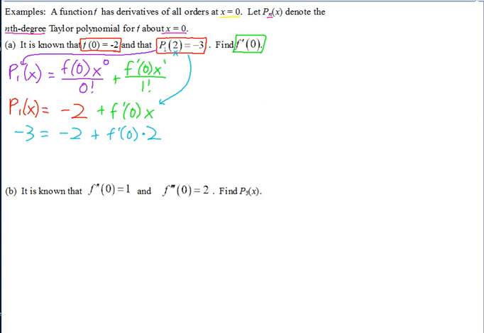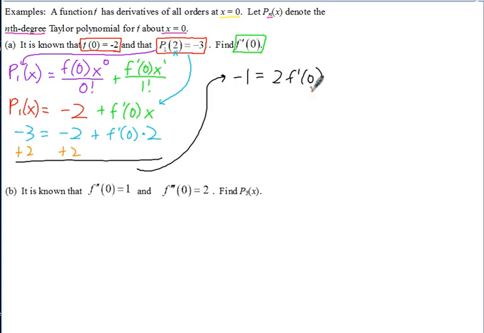So to solve that, you would just first add the 2. I'll move it over here. And then negative 3 plus 2 is negative 1 equals, this is just 2 times f prime of 0. Then last step to solve for f prime of 0, just divide by the 2. I'll just flip it around, so we get f prime of 0 equals negative 1/2. So sometimes you just have to start with what you can, and then as you go through the process, you'll kind of discover as you go how to figure out what f prime of 0 actually would have to be.